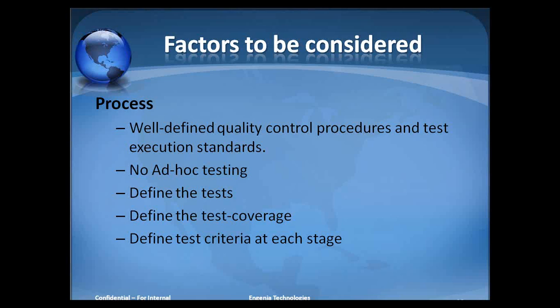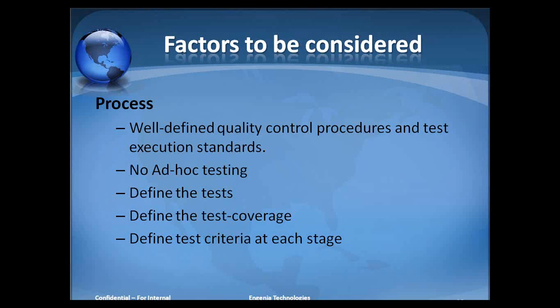The next part is to define the test criteria at each stage. By defining the test criteria for each stage, we mean that at every stage of the life cycle of the application, we have to define the test criteria. For example, when we have only 2 modules for testing, our test criteria will be to test only 2 modules, module 1 and module 3.